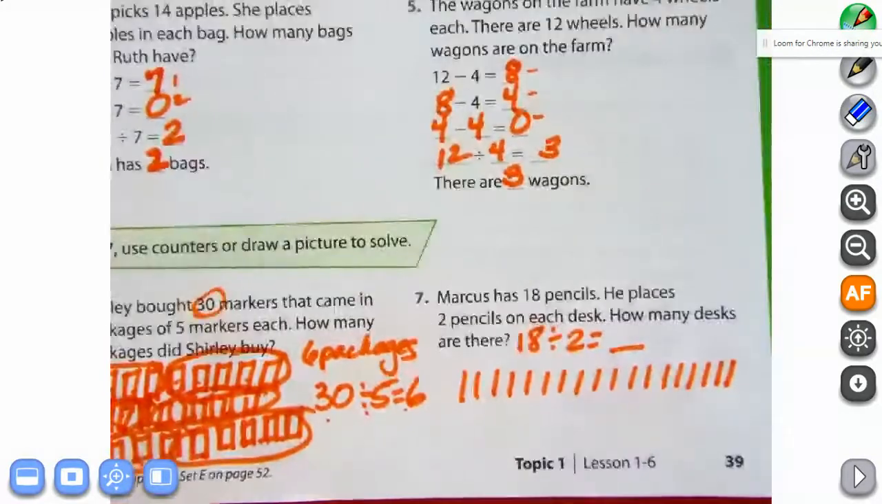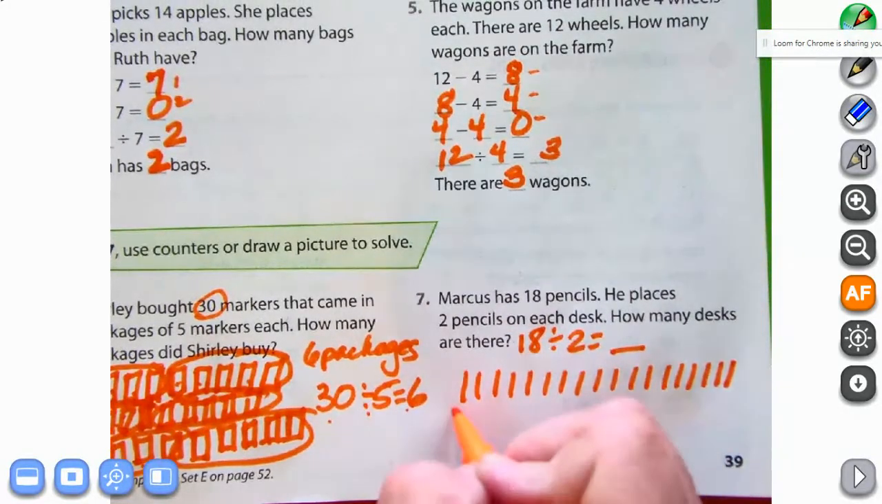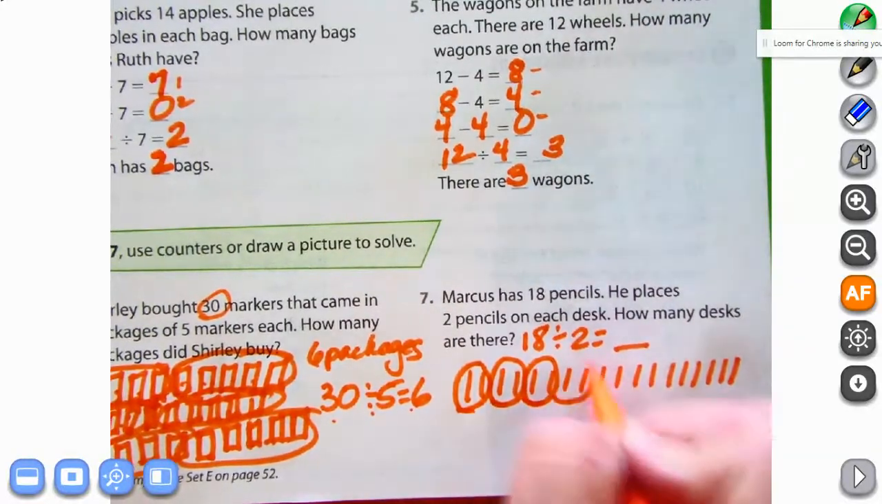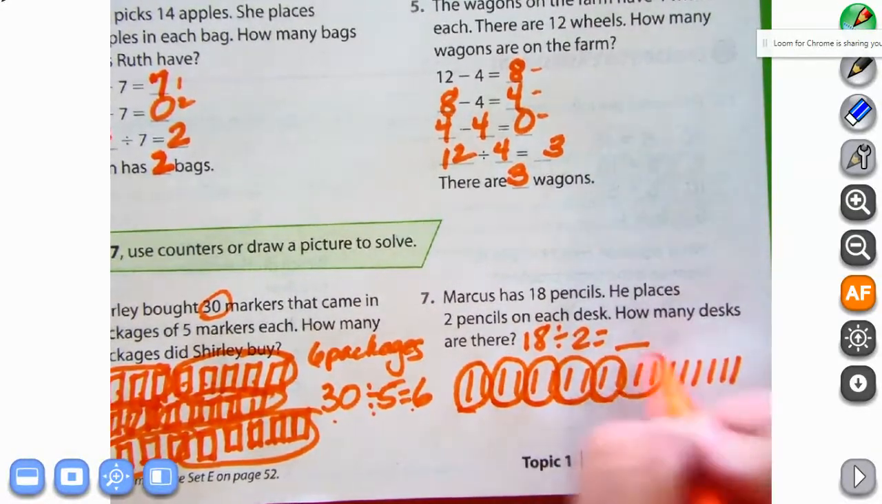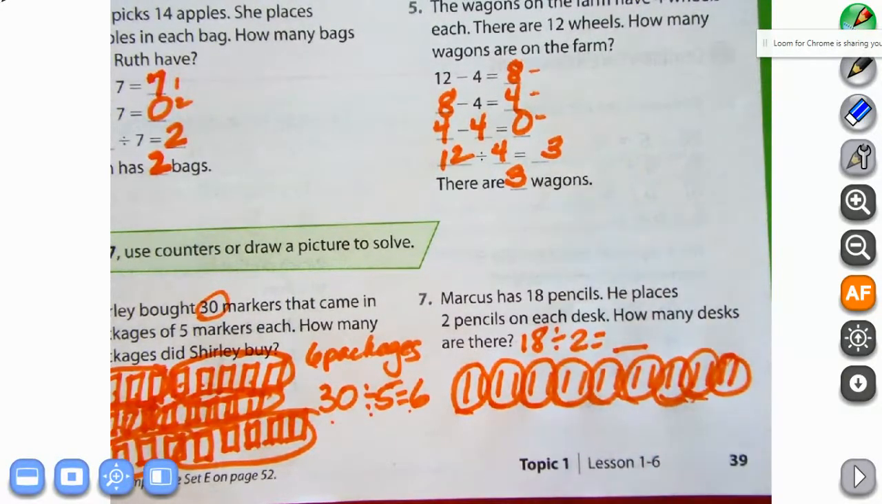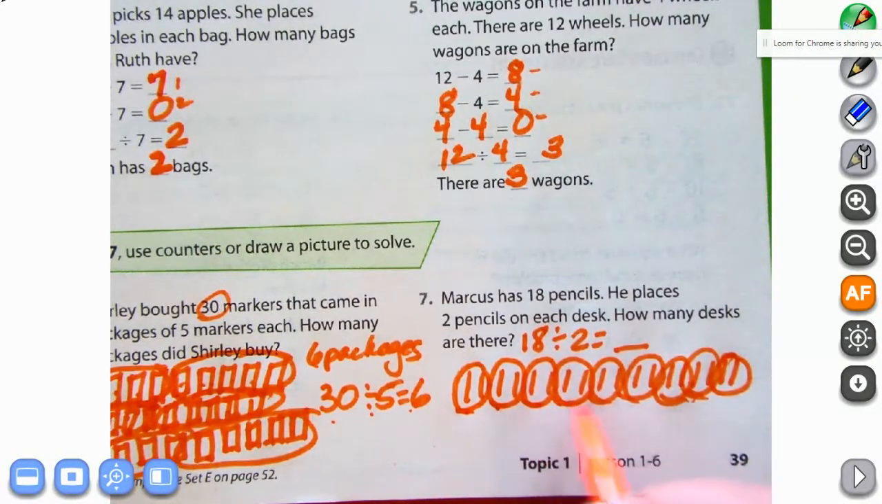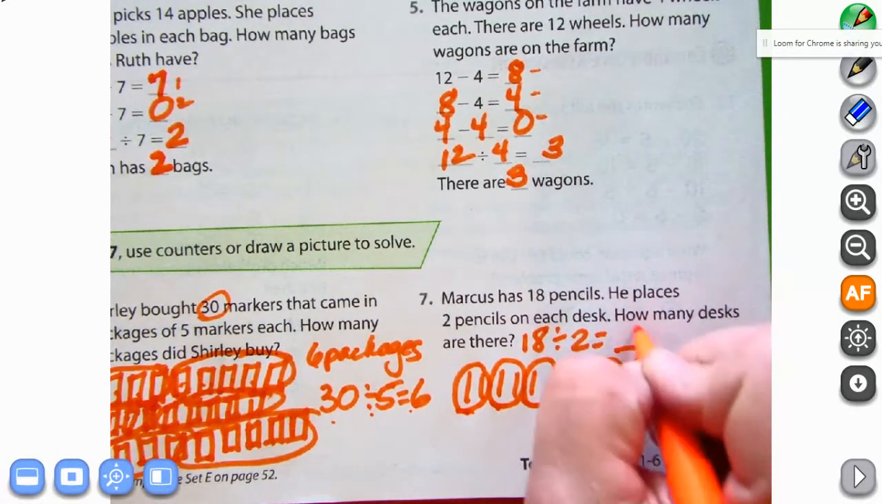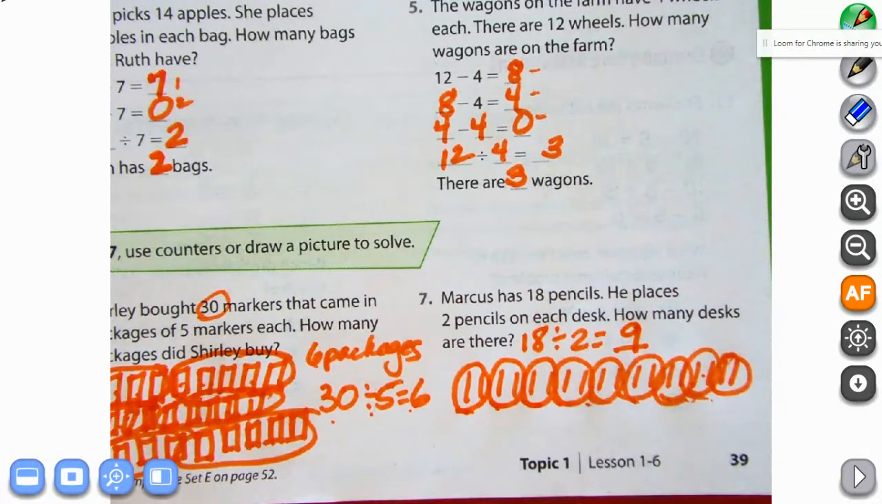Okay, get your 18 little pencil lines, and we're going to put them in groups of 2. Go to 2 and circle them. Go to 2 and circle 2, 2, and 2. So how many groups did we have? 1, 2, 3, 4, 5, 6, 7, 8, 9. Okay, so there are 9 circles, 9 sets that Marcus passed out.